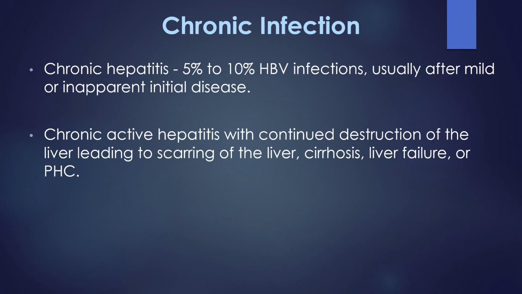Chronic hepatitis may be detected accidentally by finding elevated liver enzymes on a routine blood chemistry profile. Chronically infected people are the major source for spread of the virus and are at risk for fulminant disease if they become co-infected with the hepatitis D virus.